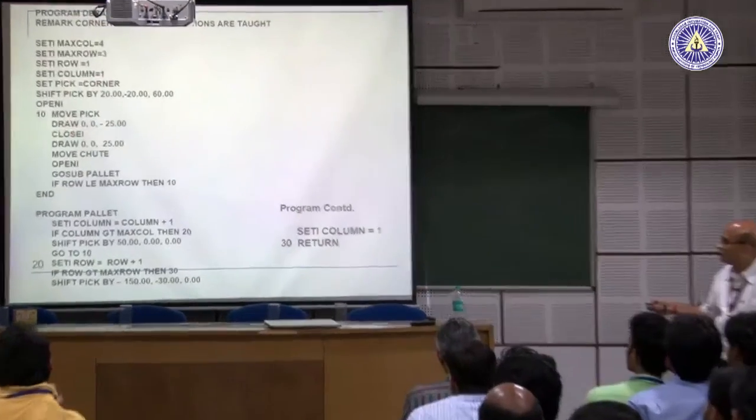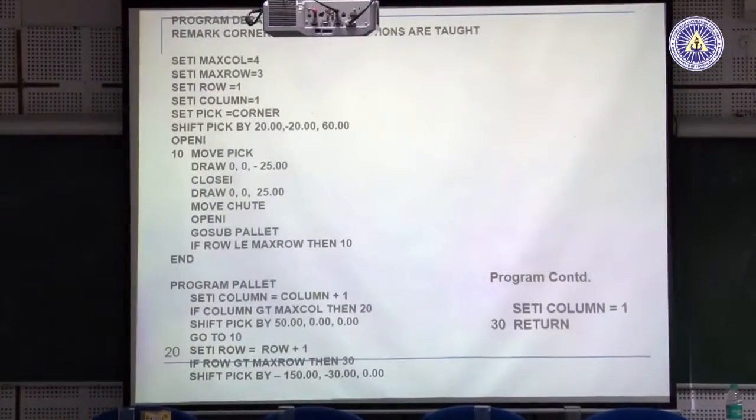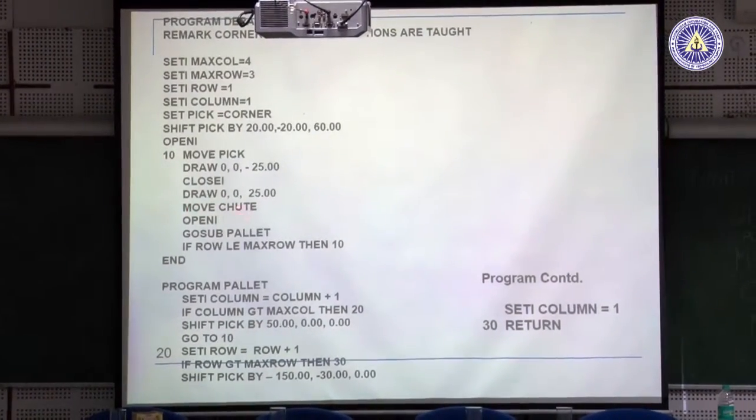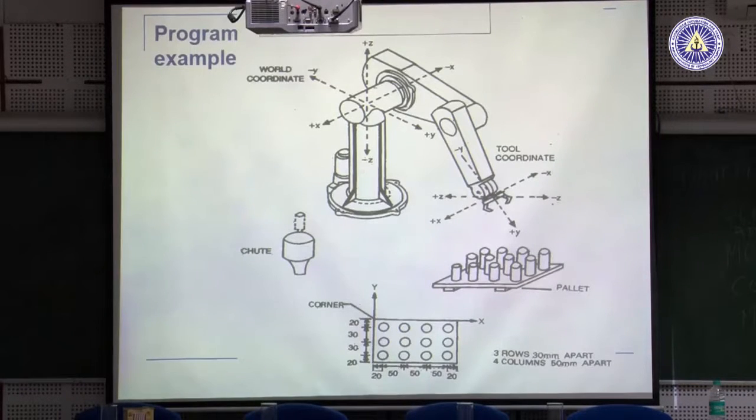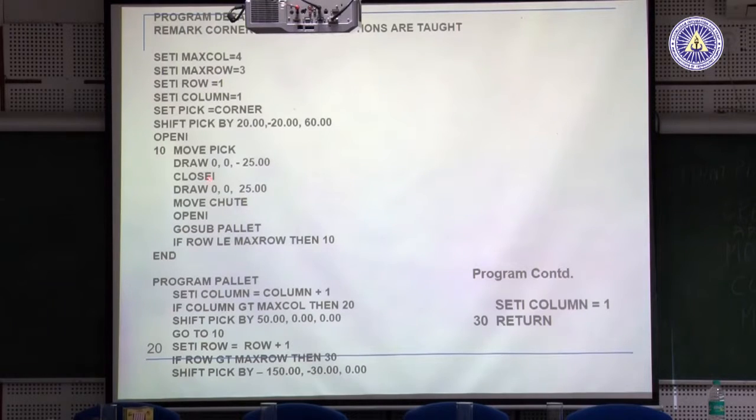Then after close, we again draw, we go backward, and then we move to the drop point. So, this is my z axis, this is 0, 0, 0. Here this side is positive, this side is negative. So, when we are saying move minus, it is going down, when we are saying move plus, it is going up, in the z direction. So, we pick up this, drop it there. Close eye, draw, it moves up, then move to the drop point, open eye, it drops it, then it goes to the subprogram palette.